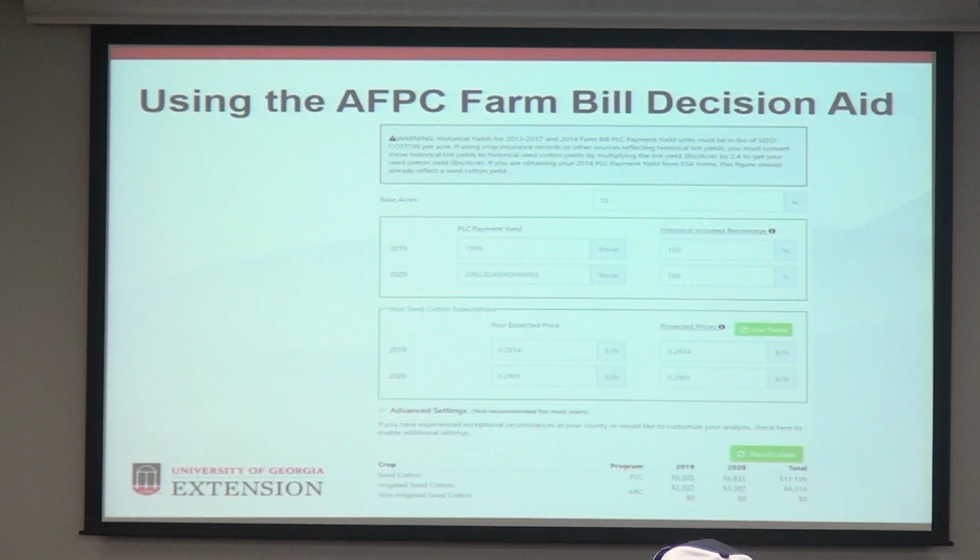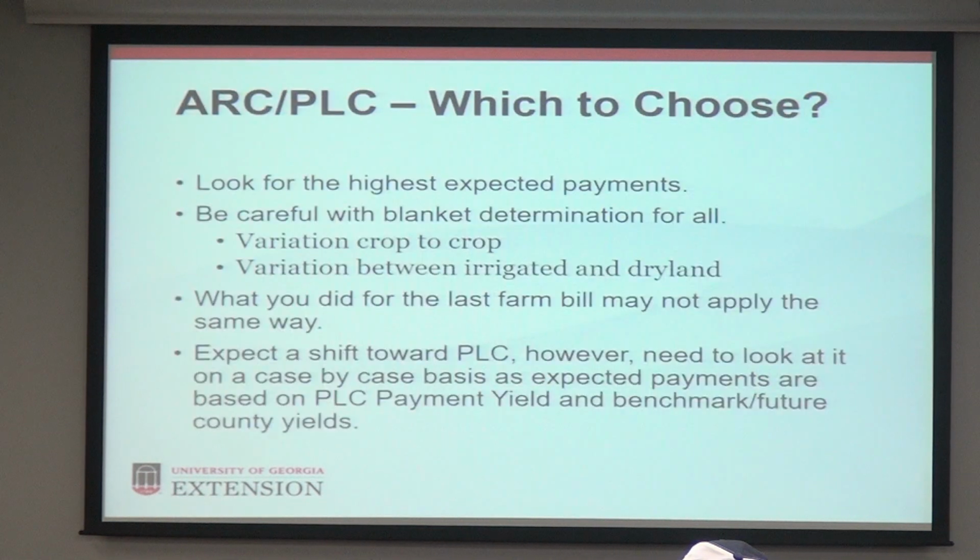Here, the one change that I made is on the 2020 yield, and so if you do the yield update, that does take effect with the 2020 crop year, and so your 19 PLC payment yield would be different than your 2020 PLC payment yield, and then that would be reflected down in terms of the expected payments at the bottom. So the question really comes down to which to choose between ARC and PLC.